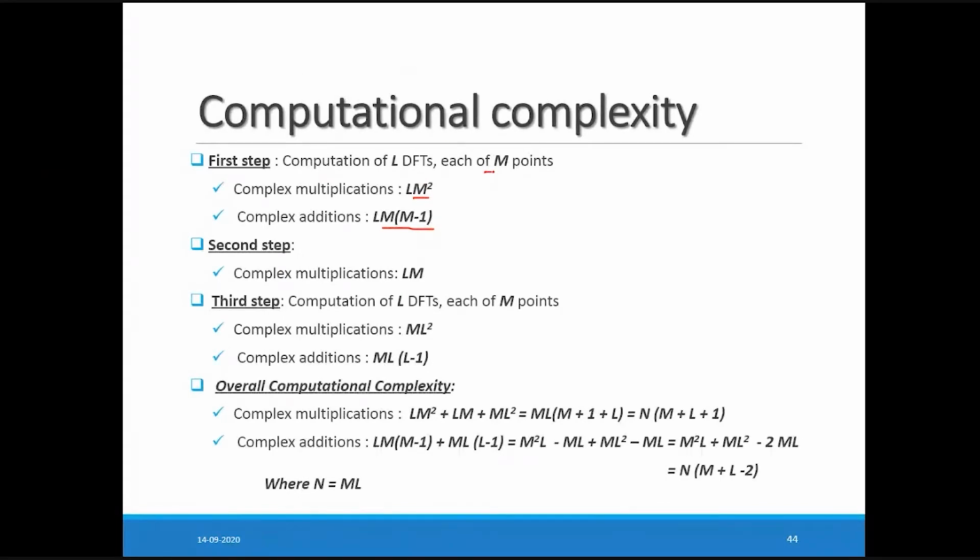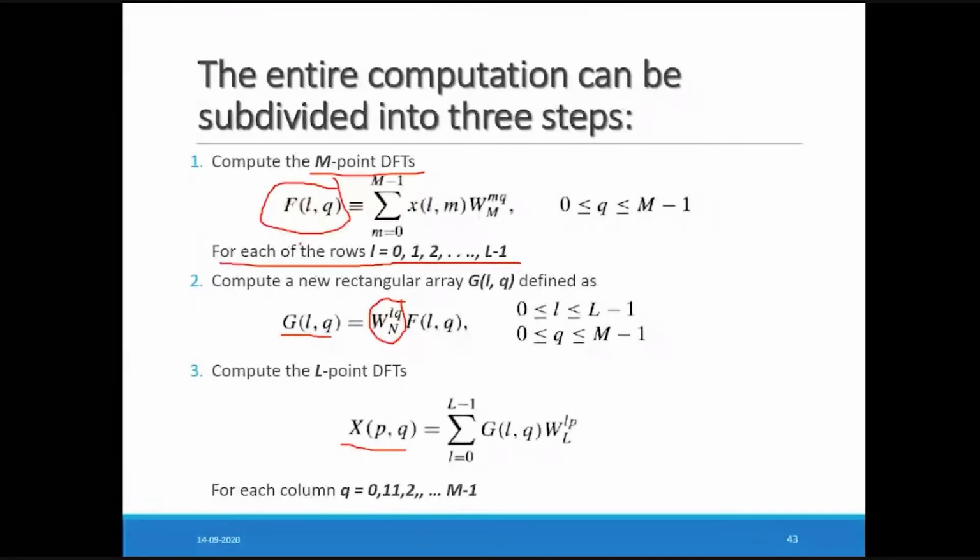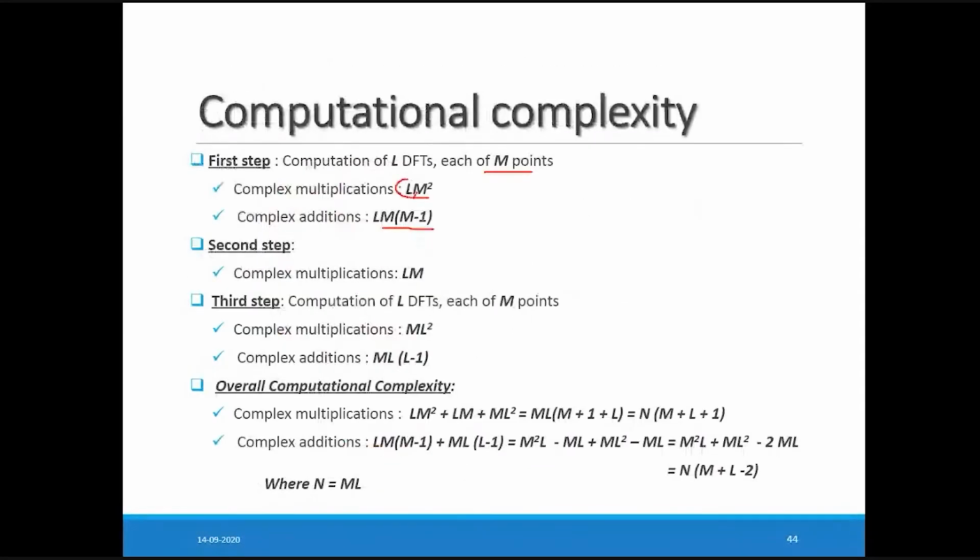But here one thing is also written, for each row, l is equal to 0, 1, 2 up to L minus 1. So the total number of rows is 0 to L minus 1, so total L number of rows are there. M-point DFT, but for L number of rows. So you have to multiply it with the factor L at both. Now your complex multiplications are m square into L, and complex additions are m into m minus 1 into L.